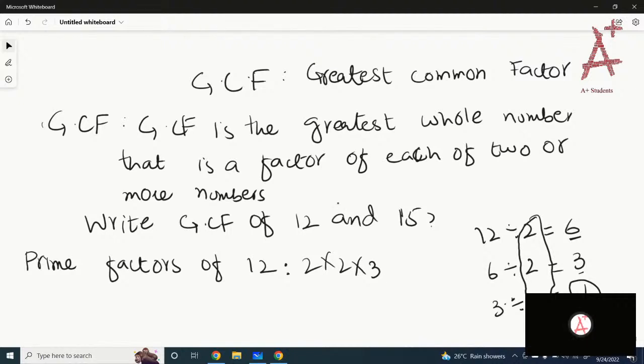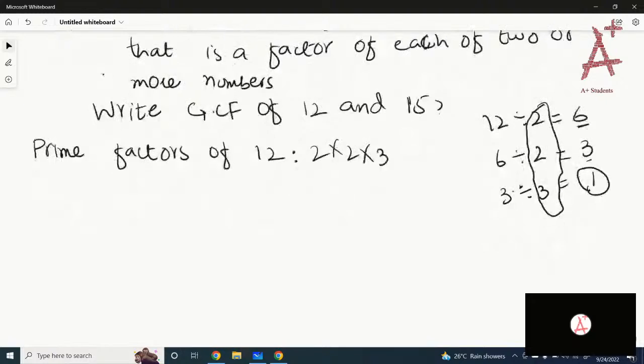Got it? Now you have to write the prime factors of 15. You have to divide 15 by the smallest prime number, that is 3. So 15 divided by 3 is 5. Now you have to divide this number by the smallest prime number. The smallest prime number that can divide 5 is 5. So it would be 1. So the prime factors of 15 are 5 times 3.